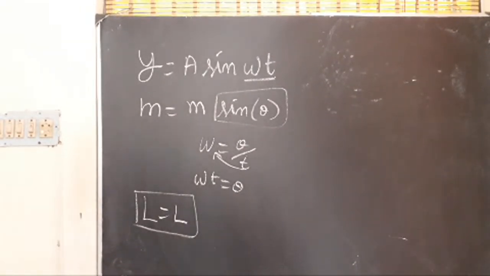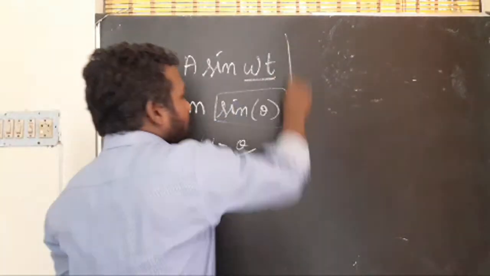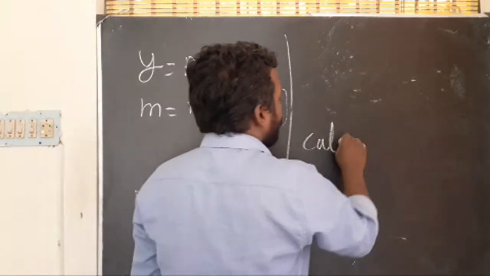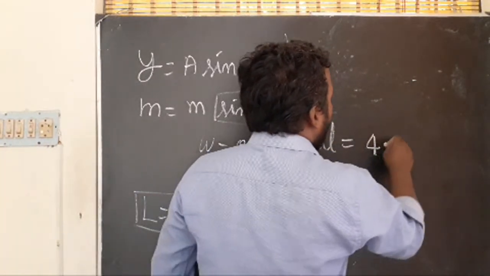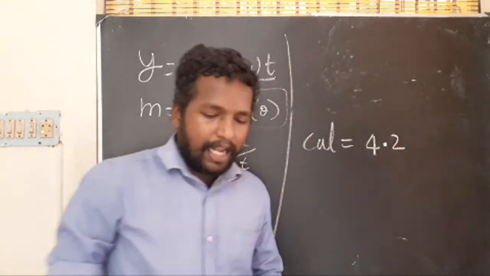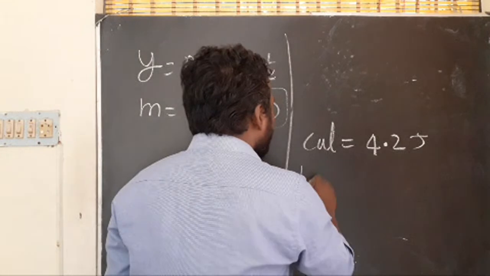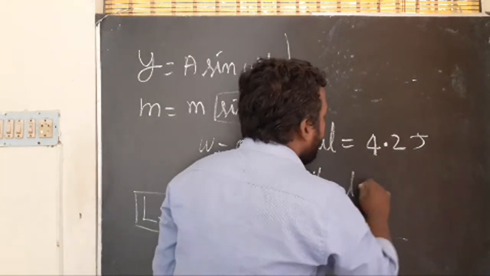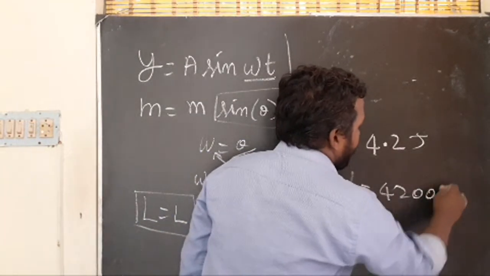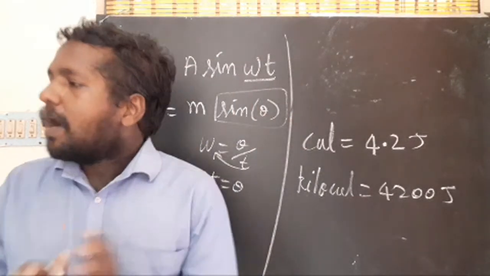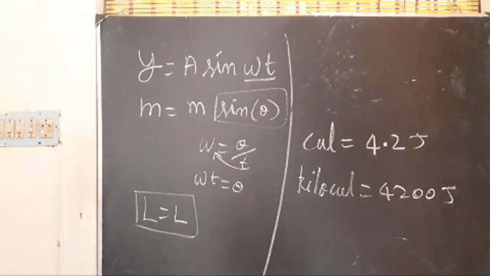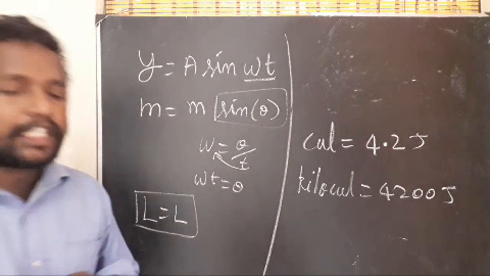Now, calorie. What is calorie? Calorie is 4.2 joules, exact value. What is kilocalorie? Kilocalorie is going to be 4,200 joules. Now I'll be explaining what is calorie and kilocalorie. Some of them you asked, and inductance also I'm going to do now.